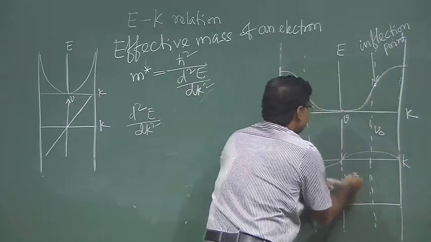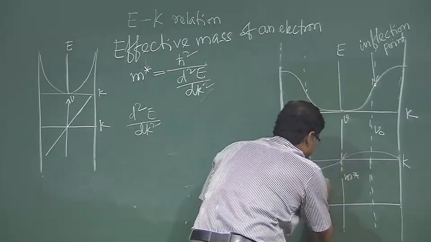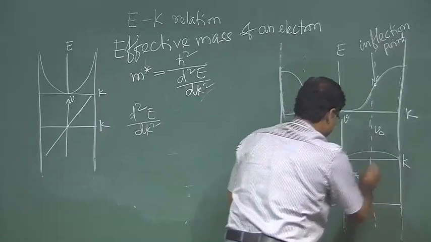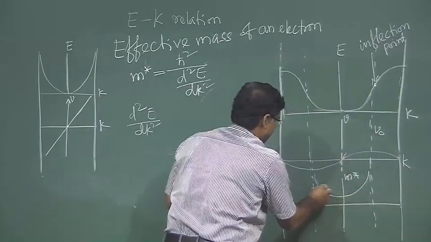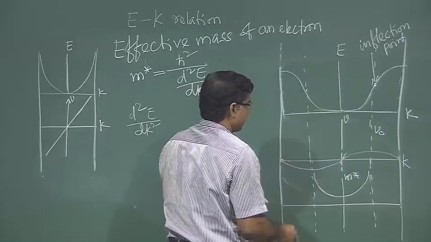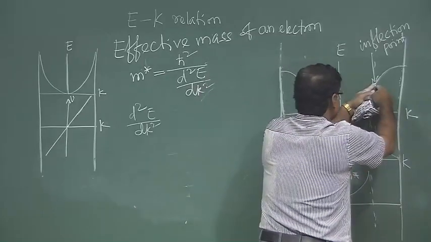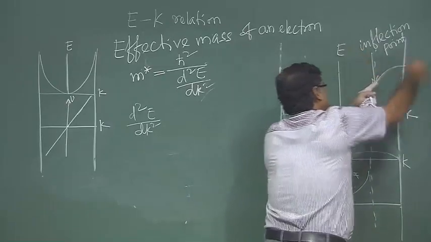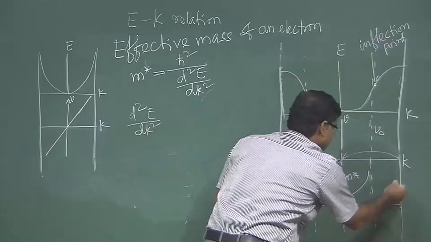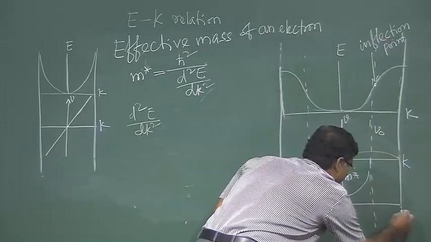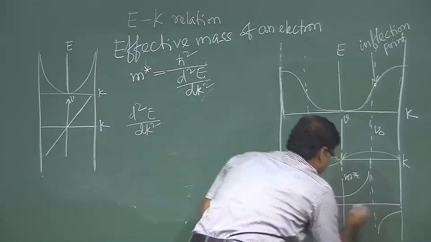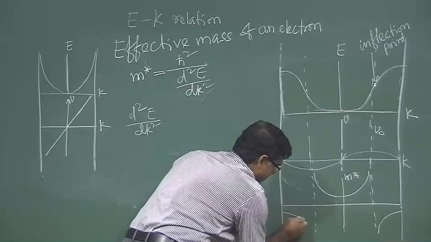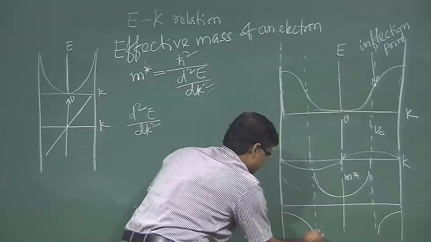So, here basically you will get this type of curve, it has to be symmetric, and at the inflection it is just discontinuous, and then this is this curvature and this is the other curvature. So, just opposite to that. And you will get this side.